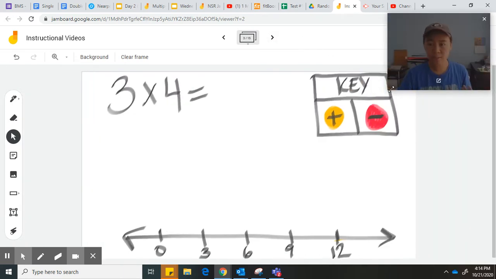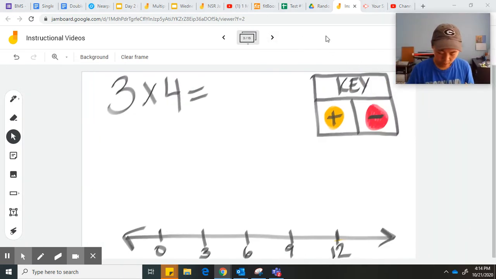Alrighty, so here is my first example. Ready? So 3 times 4. Now I'm going to do this showing you what it looks like with counters as well as a number line. So let's start with counters. For counters, the first thing that you are going to do is look at the key. Just like if you're looking at a map and you want to know what those symbols mean, you look at the key.